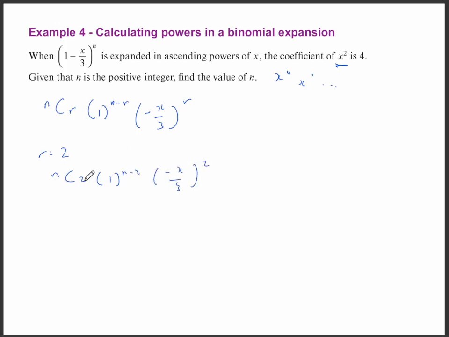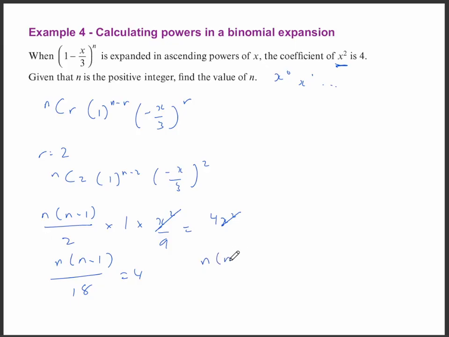nC2 is going to be written how? We did this previously, where it's going to be n times n minus 1 over 2. Multiply that by 1 here, then multiply that by x squared over 9, and we want it to be 4x squared, right? You want the coefficient of x squared to be 4. Obviously, x squared and x squared we can cancel out, so we just work with the coefficients, and then we can do it from there. So we have n times (n minus 1) over 18 equals 4. Multiply 4 on both sides, we end up getting n times (n minus 1) equals 72.